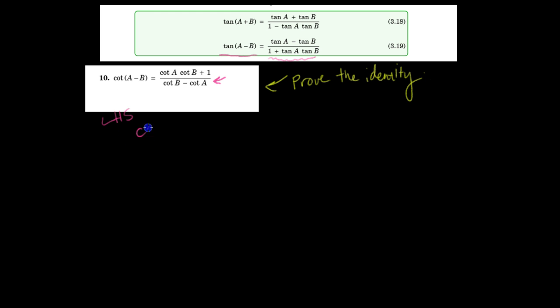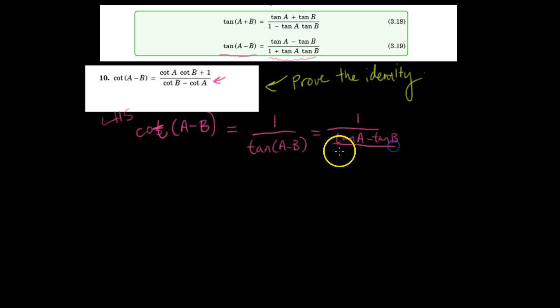So what you do is you start with the left and you write it out. Whoops, not cosine. Cotangent of A minus B. And that's equivalent to, that's a reciprocal of tangent. So 1 over tangent of A minus B is the same thing. And I know what tangent of A minus B is equal to. It's in the denominator: tangent of A minus tangent of B all over 1 plus tan A tan B.